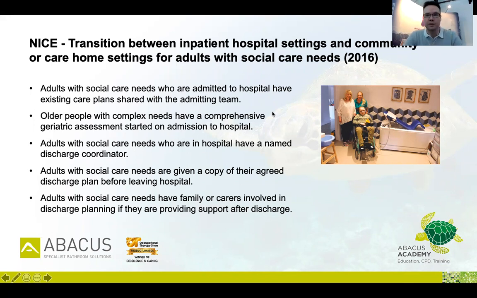The transition between inpatient hospital settings and community or care home settings for adults with social care needs. In that document, it states that adults with social care needs who are admitted to hospital have existing care plans shared with the admitting team. It says that older people with complex needs need a comprehensive geriatric assessment started on admission. It says that adults with social care needs who are in hospital have a named discharge coordinator, and that's from the very beginning of their stay.